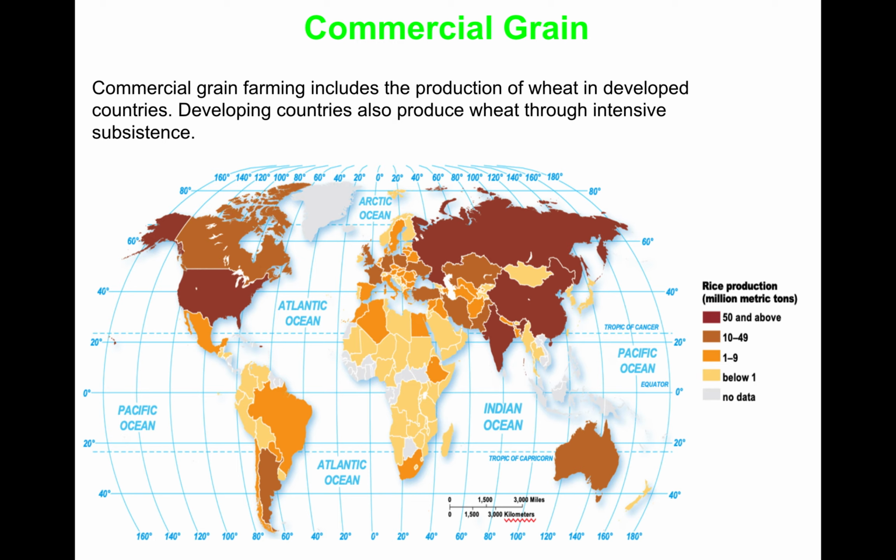When we look at the movement of exports of grain, the United States and Canada account for about 1/4 of the world's wheat exports.